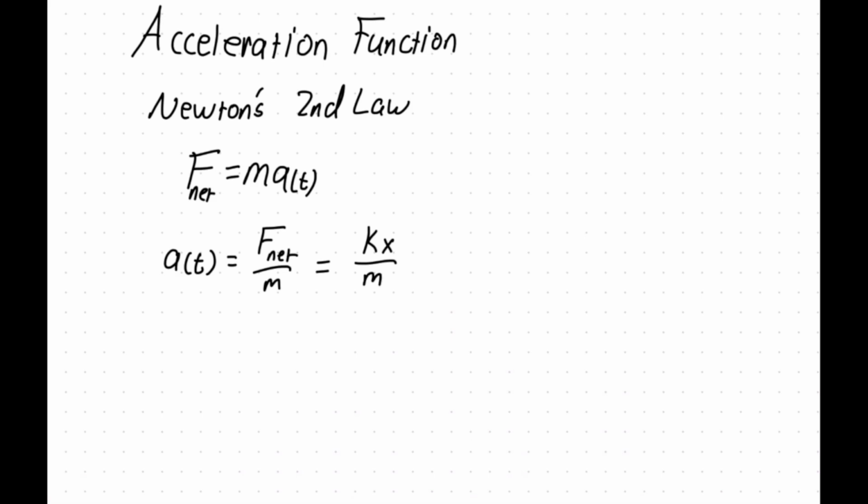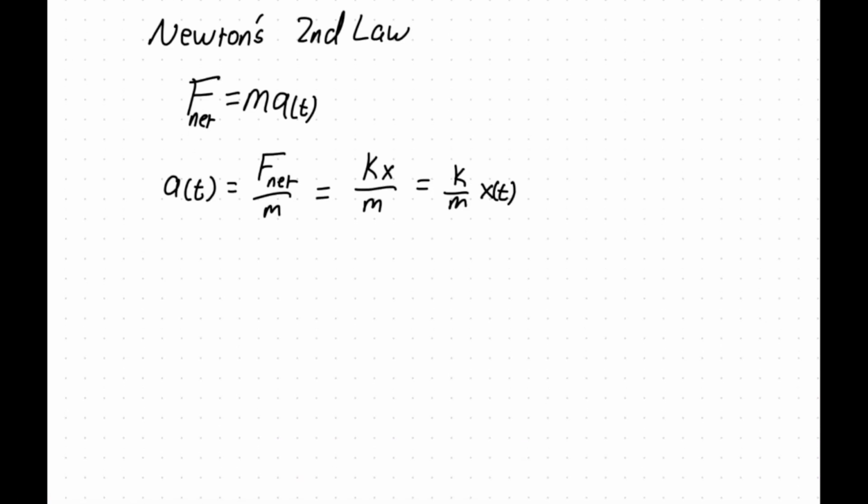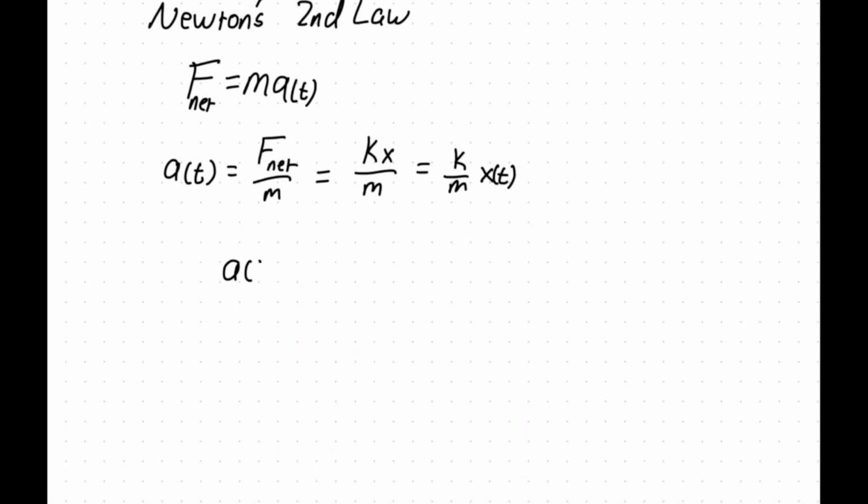So then I'm going to just rearrange this equation. I'm not going to actually change it any. I'm just going to make it look slightly different. I get k over m times x, right? But this x is not just any x. It is x as a function of t. So my acceleration function, a of t, is equal to k divided by m times my x function, which you said was A times cosine of omega t.